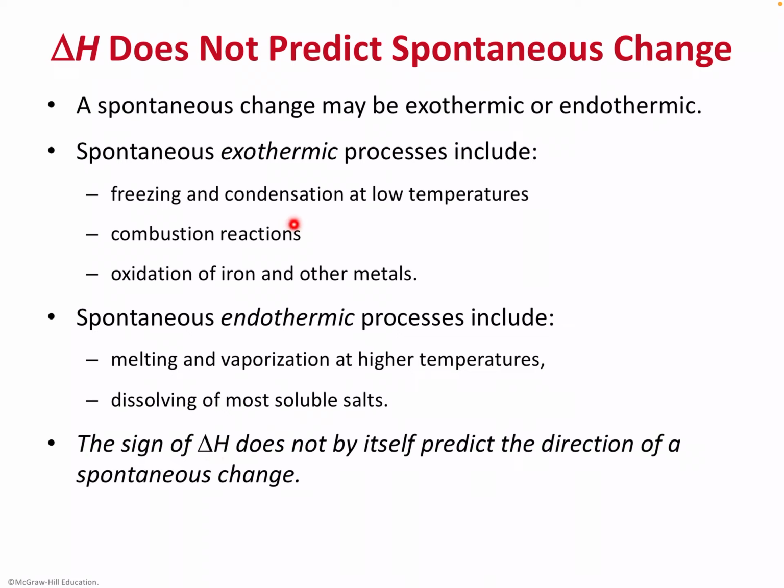Now you see the first three examples are exothermic, delta H is negative. The last two are endothermic spontaneous processes, but the delta H is positive. So you can see here sometimes delta H is positive for a spontaneous reaction, sometimes delta H is negative for a spontaneous reaction. So the sign of delta H does not by itself predict the direction of a spontaneous change.